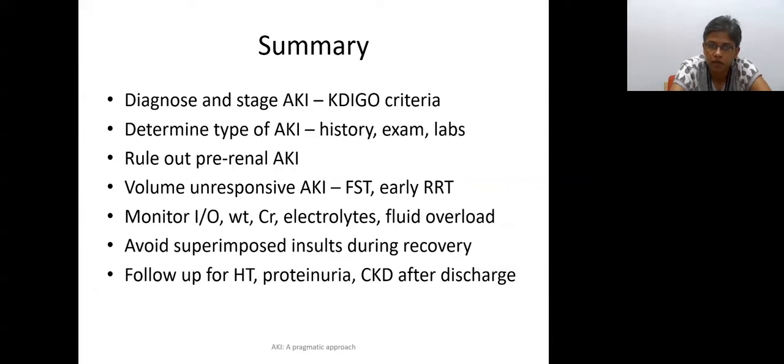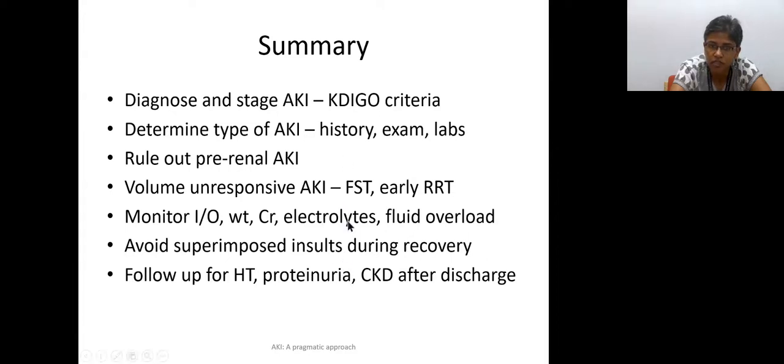So to summarize, we use the KDIGO criteria to diagnose and stage AKI. Then we use history, examination, and labs to tell us what is the type of AKI we're dealing with. When managing an AKI, it's first important to rule out a pre-renal AKI. Once we have replaced volume and the patient is not responding to volume, this is now volume unresponsive AKI, do a furosemide stress test and proceed to early renal replacement therapy if they fail the stress test. Once the patient is established as AKI, you need to monitor intake and output, their weight, creatinine, electrolytes, and look for any features of volume or fluid overload.